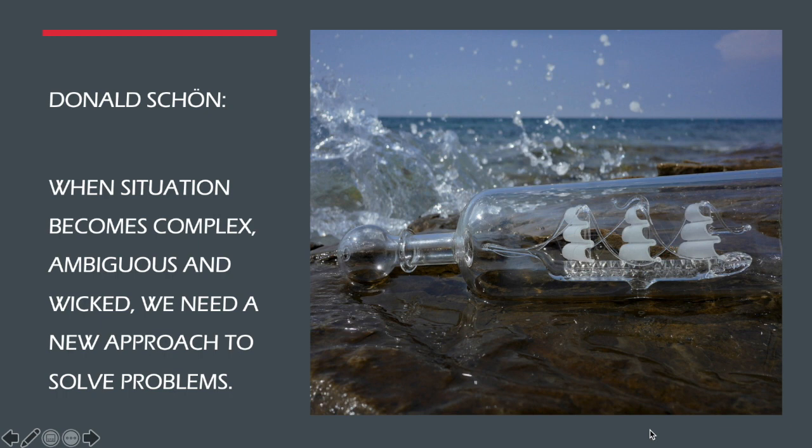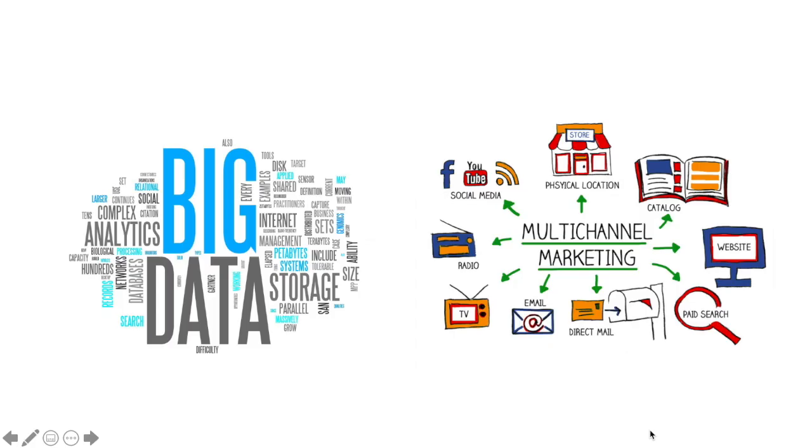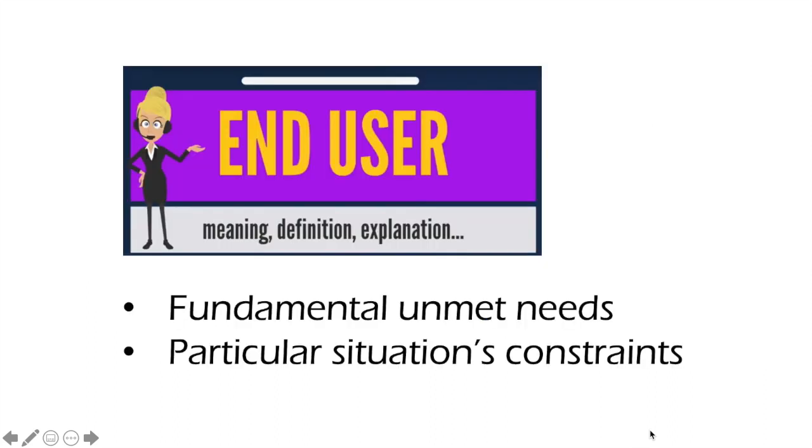According to Donna, when a situation becomes complex, ambiguous, and weak, we need a new approach to solve the problem. And also, big data and multiple channels nowadays drive us into a very complicated informational area. So the reason design thinking has been widely applied is that it emphasizes dealing with problems from the end user's perspective and values tapping into fundamental unmet needs and a particular situation's constraints.